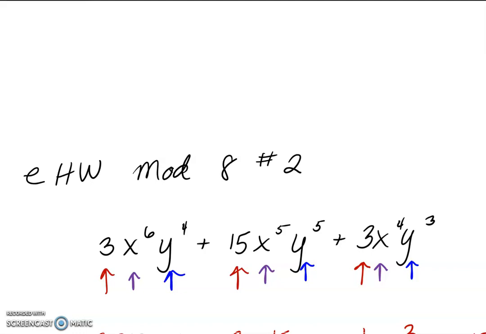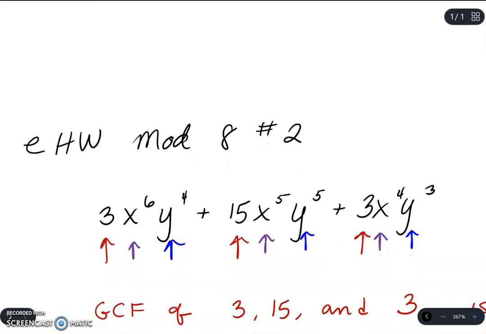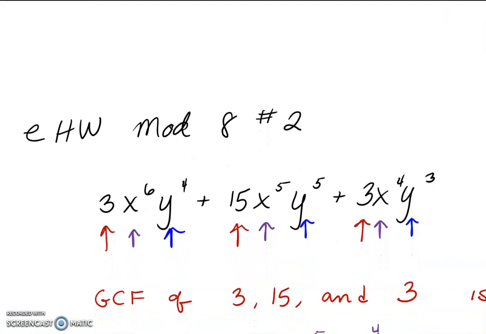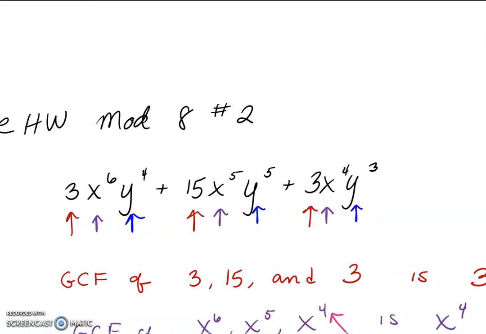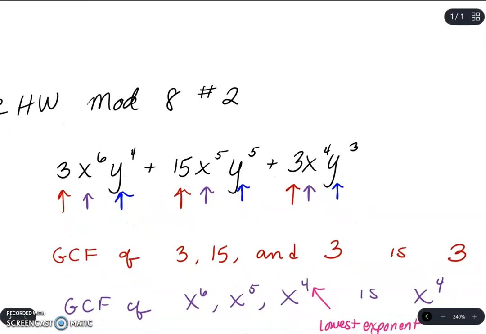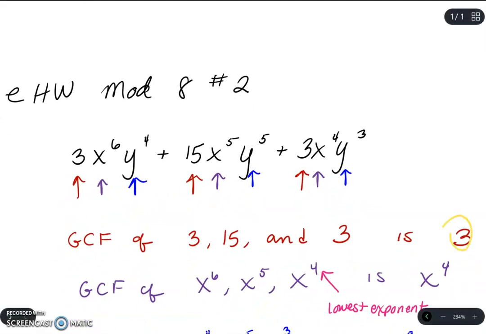So if you take each separate piece, just look at the number parts first. So here I have an arrow in red going to the number part. And we can see, if we scroll up here, the GCF, the greatest common factor of 3, 15, and 3, what divides into those without a remainder, would be 3. So I'm going to write that just right over here.